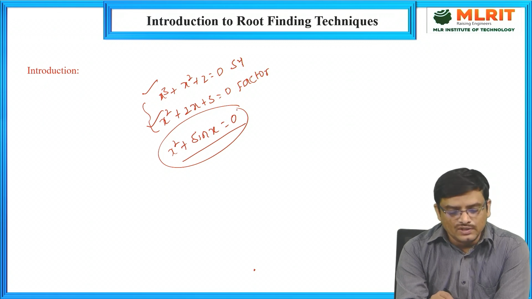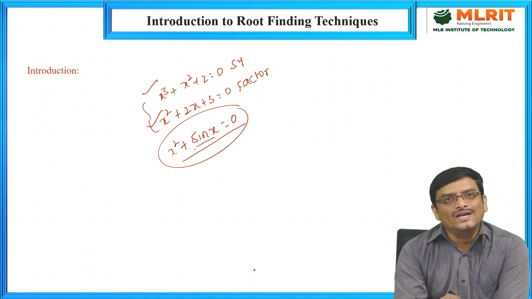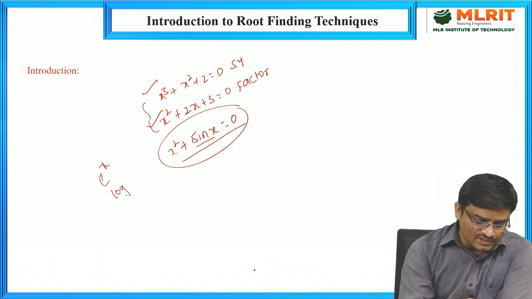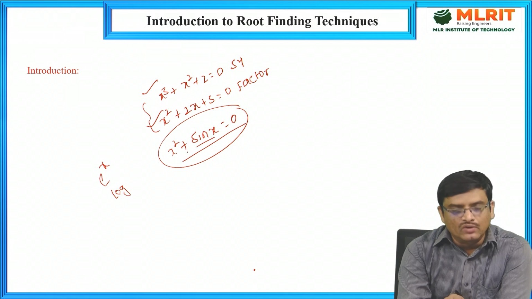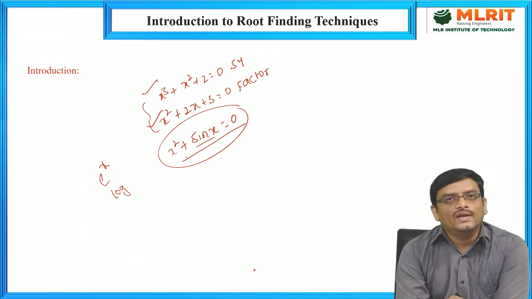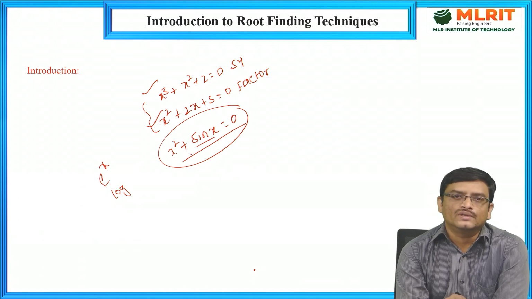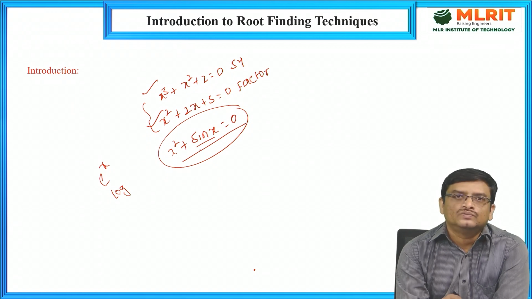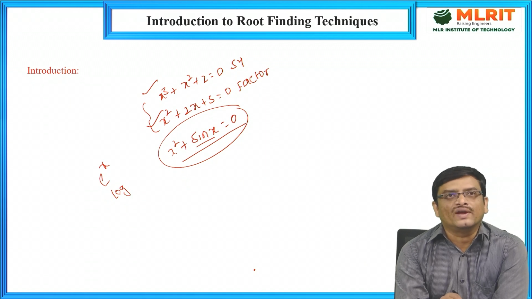But suppose any term contains some functions like trigonometric functions, exponential functions, or logarithmic functions. If these functions are involved in the equations, then these methods will not be useful here. In this case we have to go to numerical methods. We have to jump into the numerical techniques. This is the main advantage of these numerical methods, the root finding techniques.